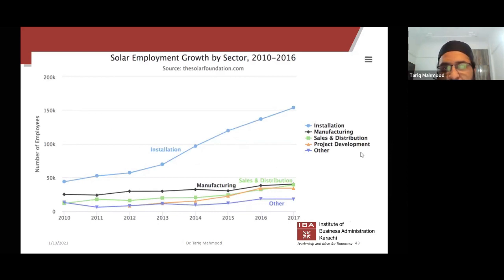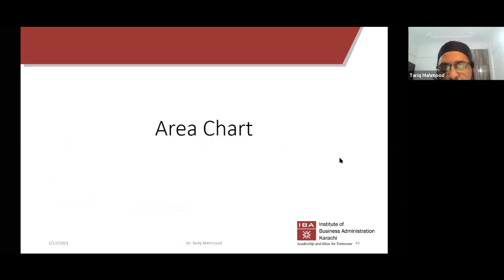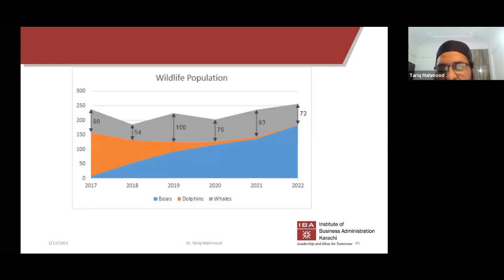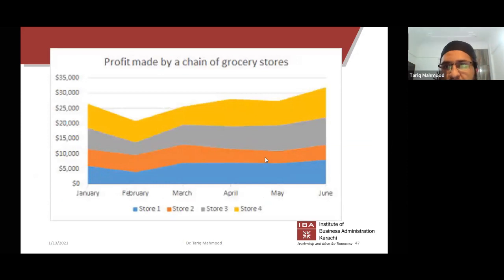So that's called a line graph. उसके लिए ये चीज अच्छा रहेगी monitor करने के लिए. Area chart में this is the line chart, and for the same we can have the area chart like that. It's a bit easier to understand and bit easier to analyze how things happen. Okay, and you can see how things are varying with respect to each other if I just fill that up as an area chart. Profit made by a chain of grocery stores.